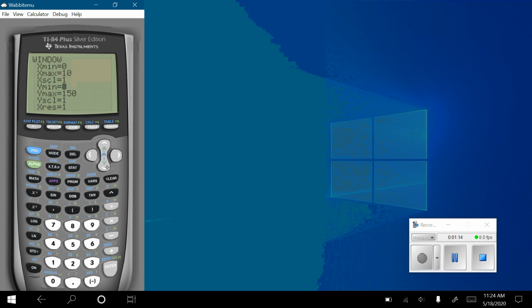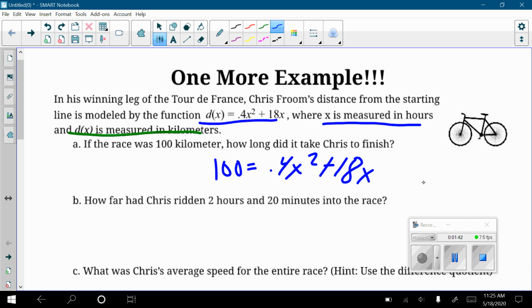Y is distance. We're not doing negative distance, so we're going to start at 0. We're trying to see how long it takes them to ride 100 kilometers. We're trying to figure out that intersection, but I'm going to make it 150 just so I can see a little bit above that horizontal line. Okay, so I'm trying to figure out where these graphs crisscross. I got them both graphed. Second calc, trying to figure out where they intersect. Enter, enter, enter at 5. Okay. So at x equals 5 hours is how long it took him to ride 100 kilometers.